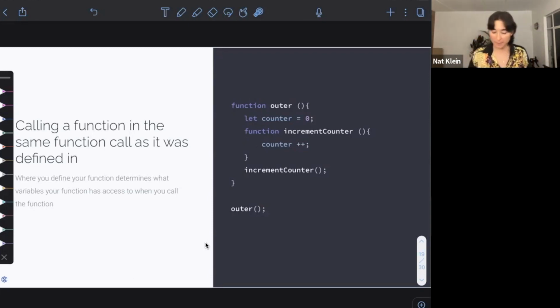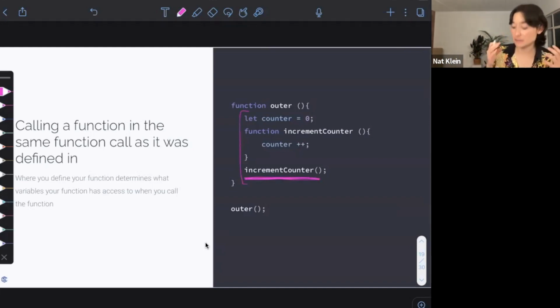Something that we are going to see as we diagram out this next snippet is that calling a function in the same function or function call as it was defined in determines what variables we have access to. So where you define your function, like where in your code it is actually declared, determines what variables your function will have access to when you call the function. And so this is going to be important. We're going to do this diagram, and then we are going to see that the variables that are available to us when we invoke our inner function, in this case, increment counter, we have access to these variables inside of the function where increment counter was defined. And so we'll see what happens to those variables and whether we maintain access to them as we move through this code. So here we go.